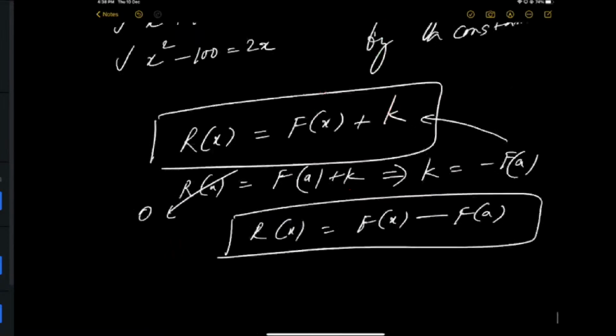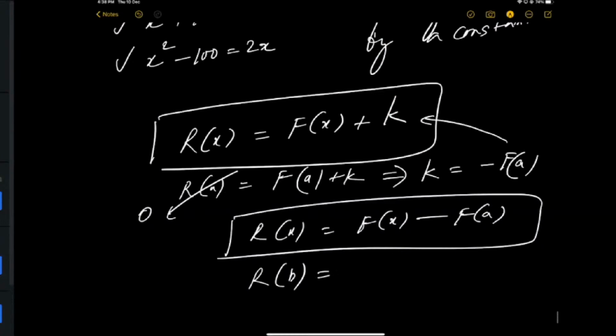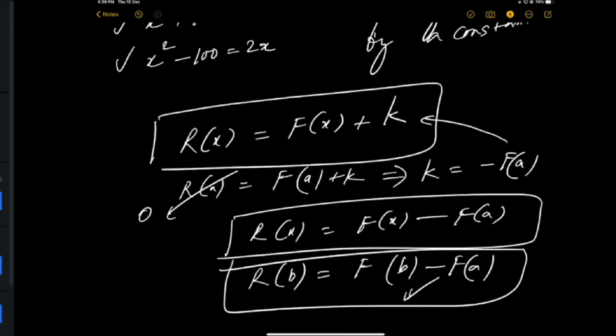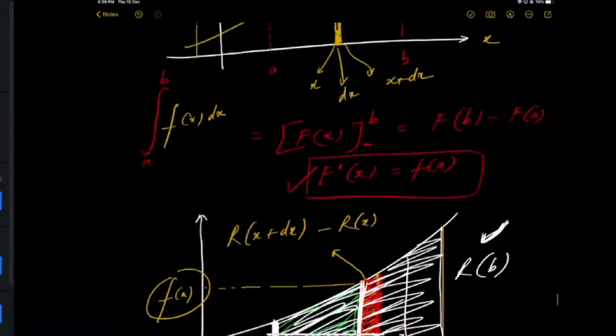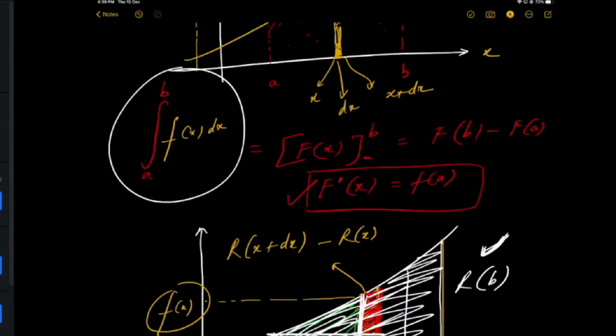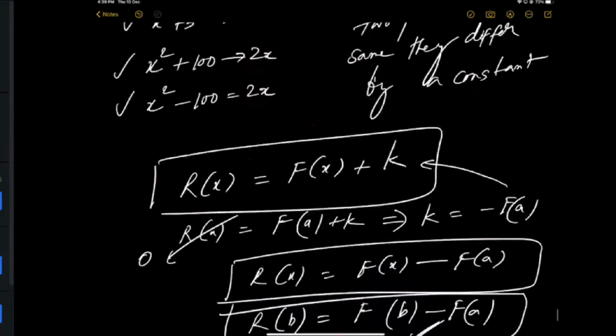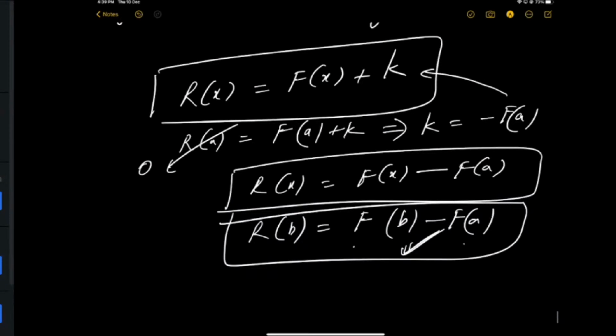So what is r of b? It is f of b minus f of a. That's what the definition is. So f of b minus f of a is what? The integral. See here, what is the integral of f of x dx? First you write the integral, you write the upper limit and lower limit, and you subtract the lower limit from the upper limit to get your answer. So that's what our derivation is. When you subtract the lower limit from the upper limit after writing the integral, you get the area.